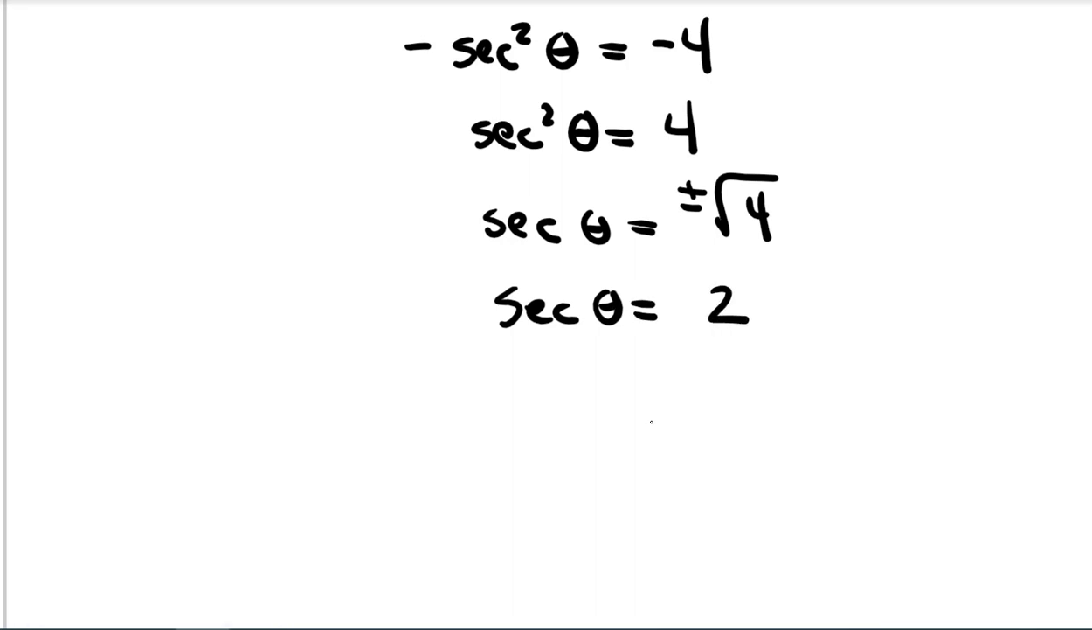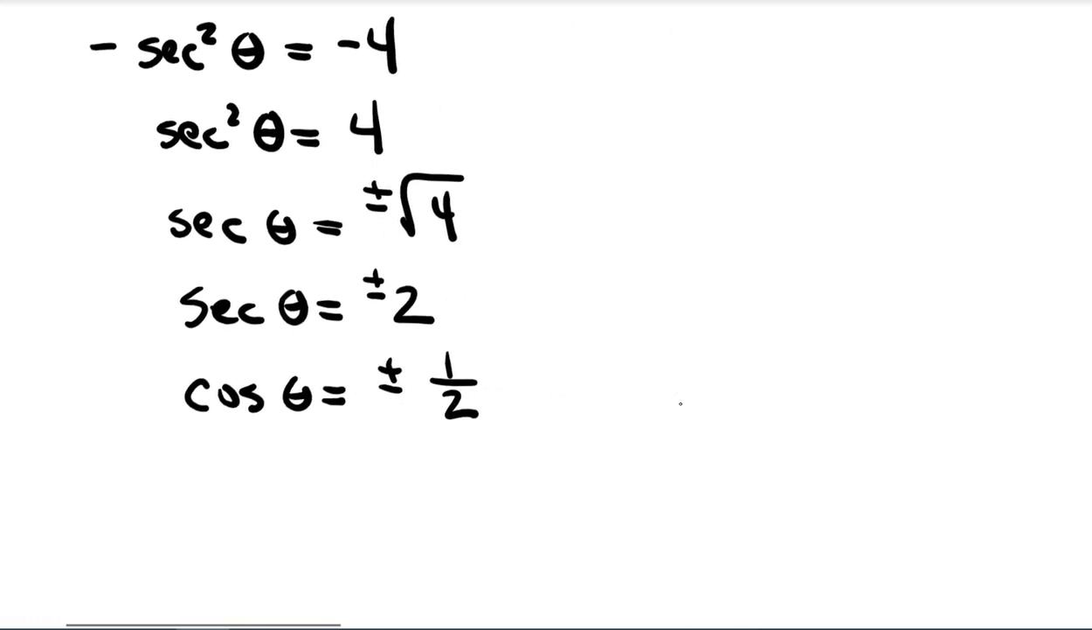Now, secant is not on the unit circle. That's not one of my trig functions. So what you may want to do is take the reciprocal of both sides. The reciprocal function of secant is, of course, cosine. So cosine of theta, and then when you take the reciprocal of 2, you're just going to make that the fraction 1/2, because those are reciprocals. Now, this is easy peasy lemon squeezy once we've got this part.